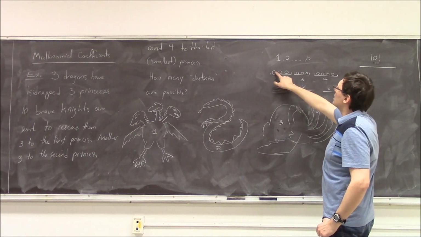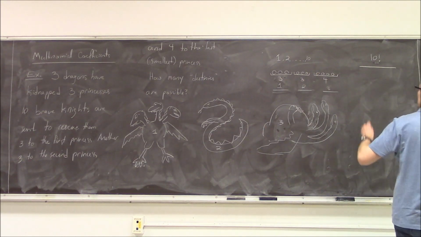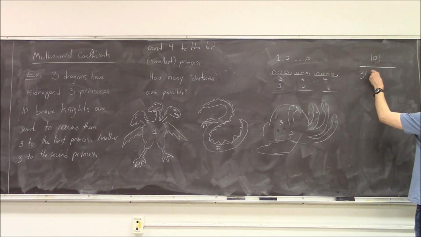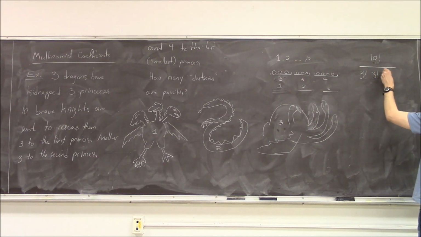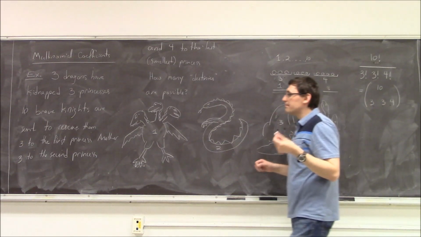How many? Well, I can divide here by 3 factorial, and another 3 factorial, and a 4 factorial. So this would be 3 factorial, 3 factorial, and 4 factorial. So this is the multinomial coefficient written as 10 choose 3, 3, and 4. Notice that those numbers have to add up to 10. So what is it in general?